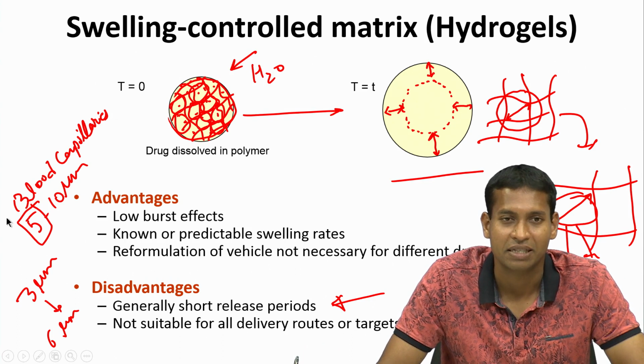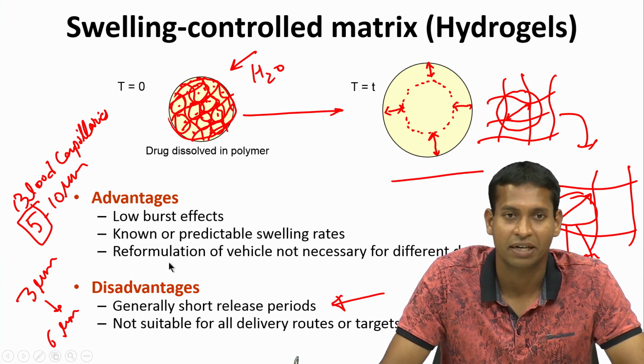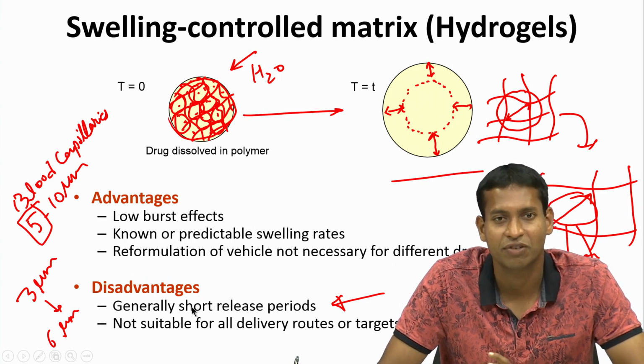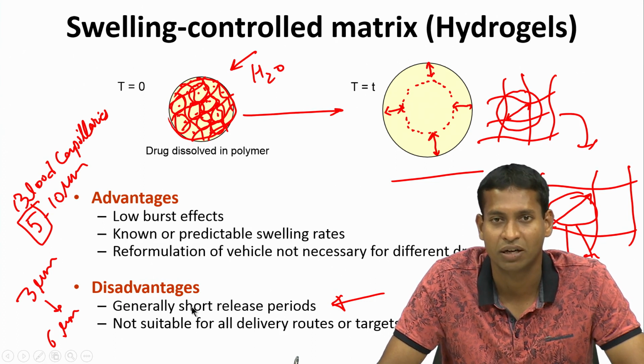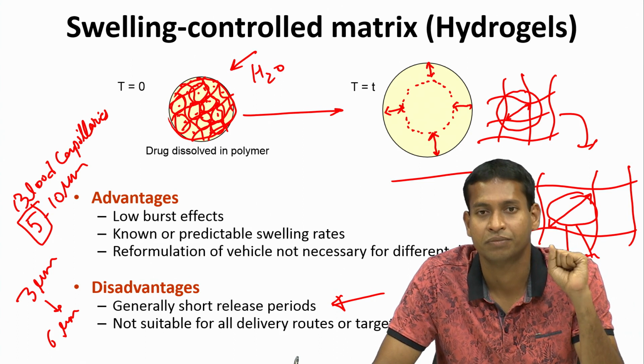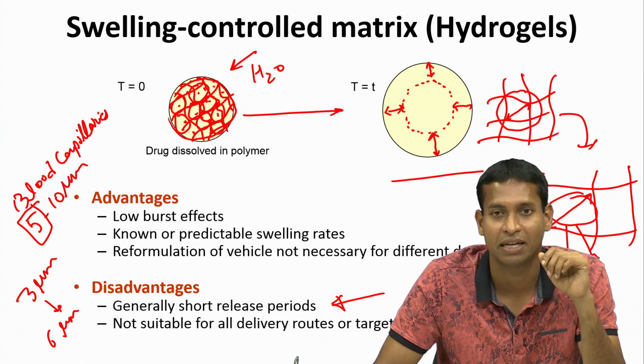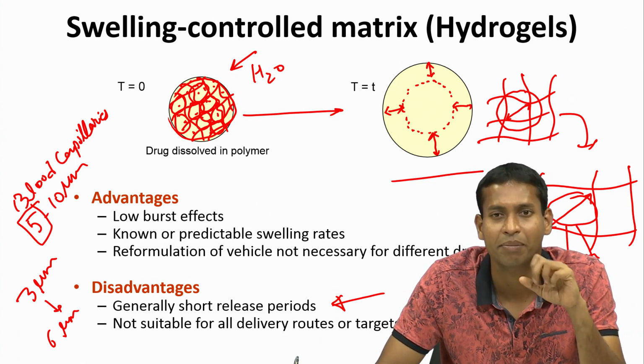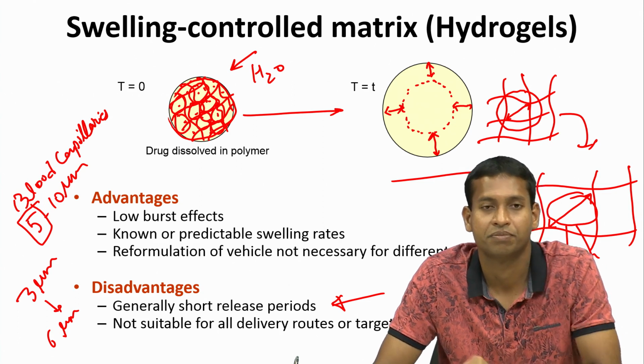So again, as I said, it is not really suitable for all delivery routes and targets, but the good thing is we know what sort of final product we will get. So, we can choose where to inject it. Let us say if I want to put it under the skin and I am okay if the skin bulges a little bit, then I can use this.